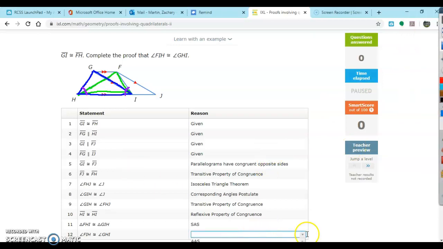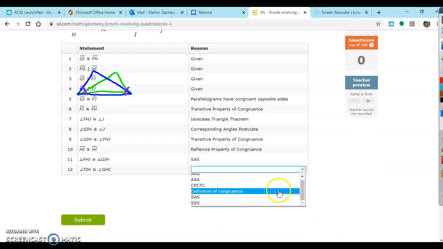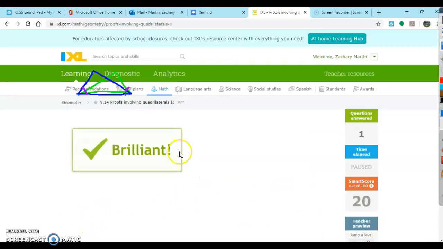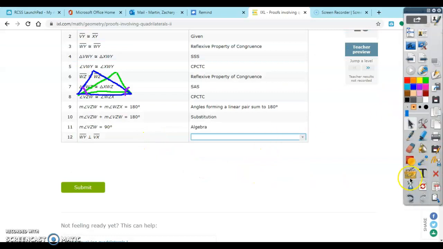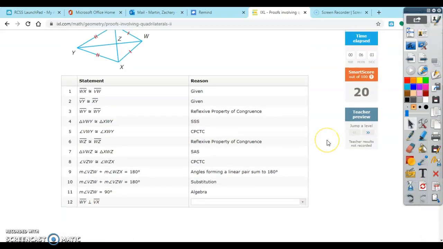So click your drop down box. I'm going to have to scroll down. CPCTC. There we go. Submit. Brilliant. Fantastic. Let's get rid of those annotations real quickly.